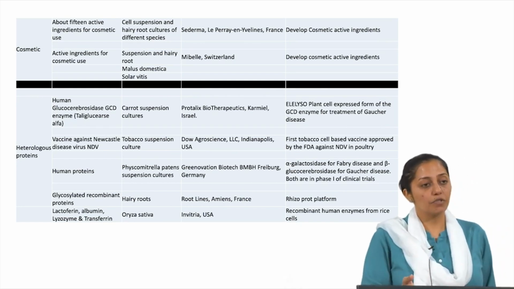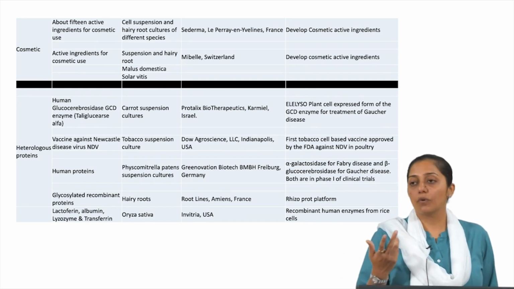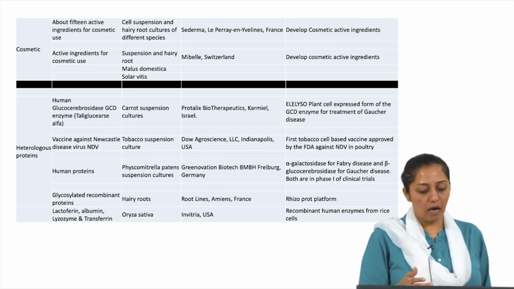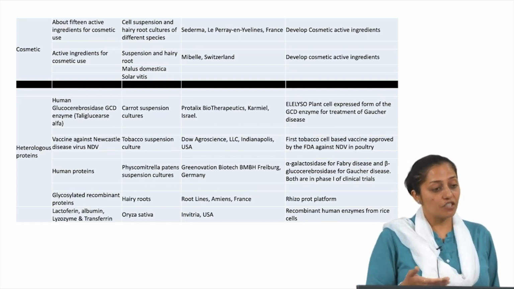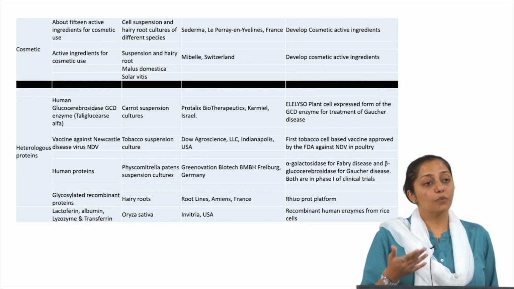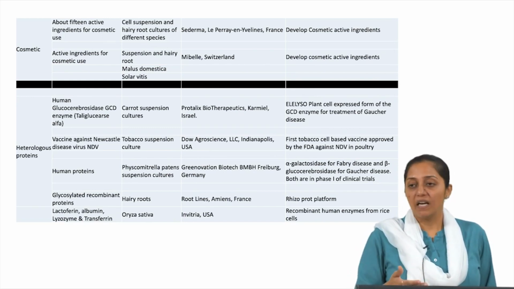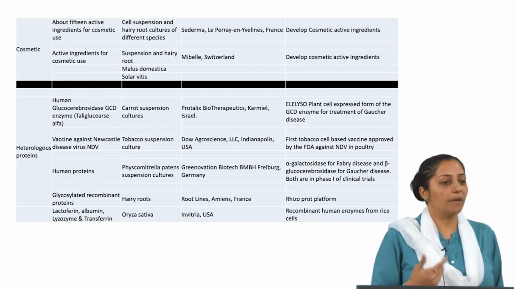It is being produced using carrot cell suspensions, got approved by FDA in 2015, and is now marketed with Protalix, an Israeli based company which first made it and is now selling it. Then there is a vaccine against Newcastle disease virus, produced using tobacco cell suspension culture and marketed by Dow AgroSciences. And similarly there are many others.